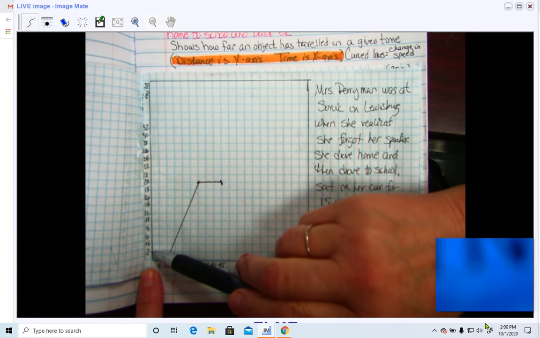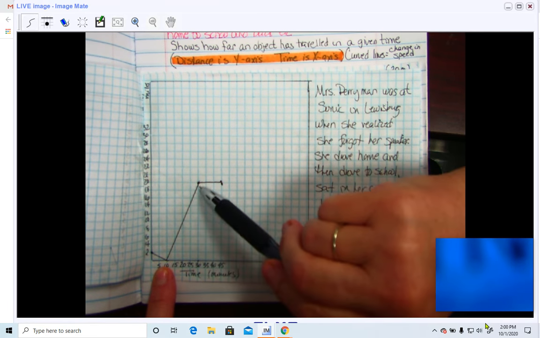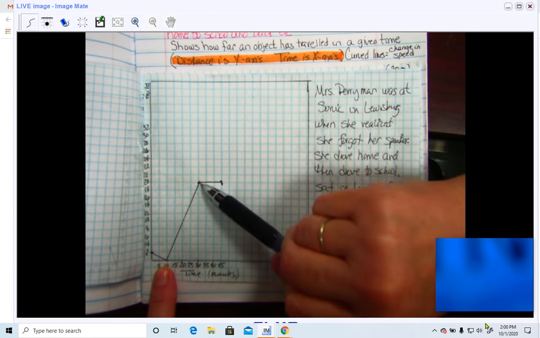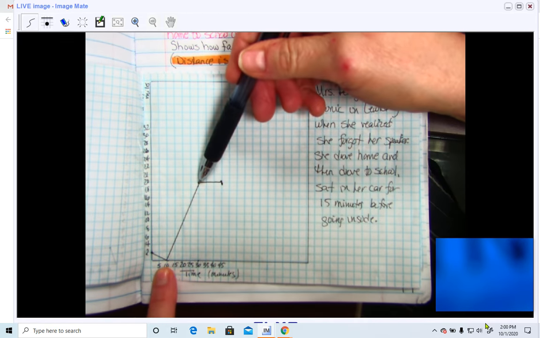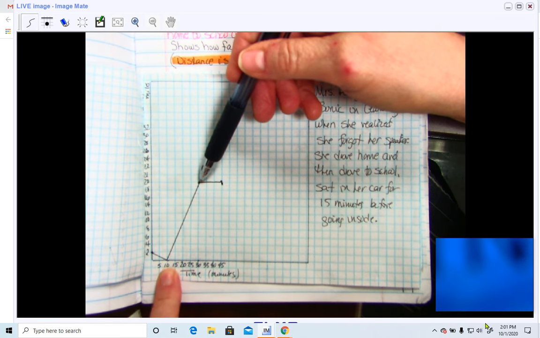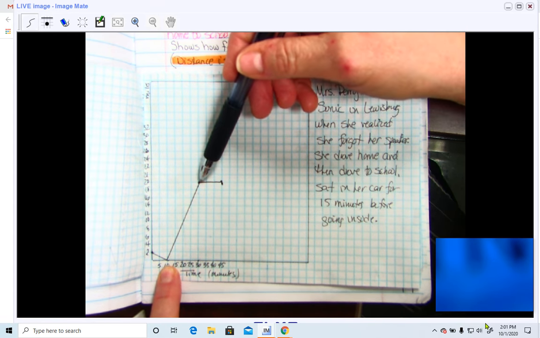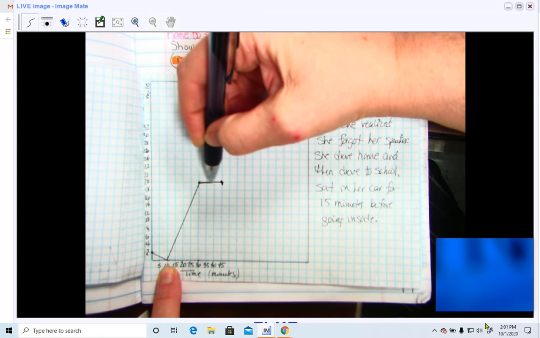She was at Sonic. It took her 10 minutes to get home. And then from there, it took her that long to get to school. They said 15 minutes. Yeah, she drove fast, apparently. And then she sat in her car 15 minutes before going inside. So that's how this graph came to be.